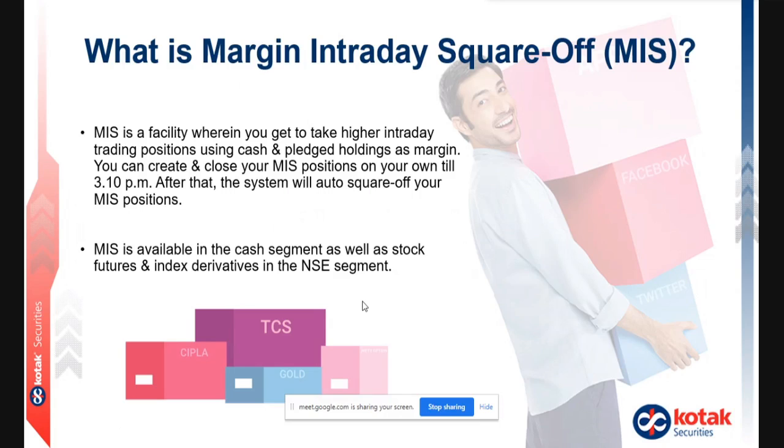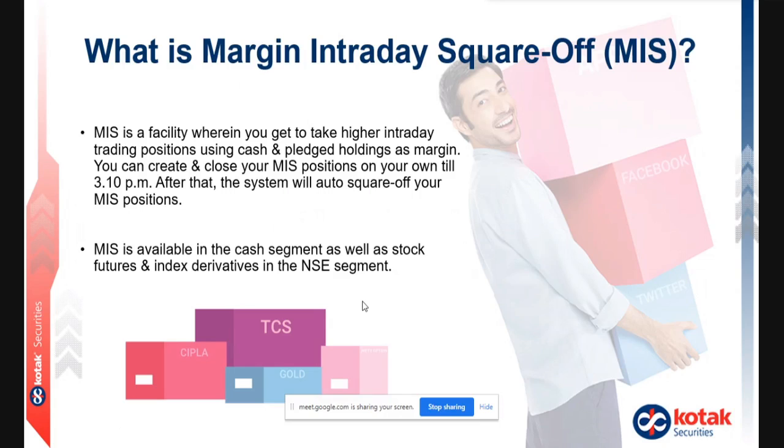It comes with a higher intraday position, using your cash as well as your pledged holdings as margin. As you all must know, recent regulations require you to pledge your shares if you want to get a margin. So you can create your positions and close before 3:10 p.m. It may happen that you forget to square off your position, and that would be a higher exposure, so you would not like to carry it forward to the next day. So the system will auto square it off at 3:10 p.m.